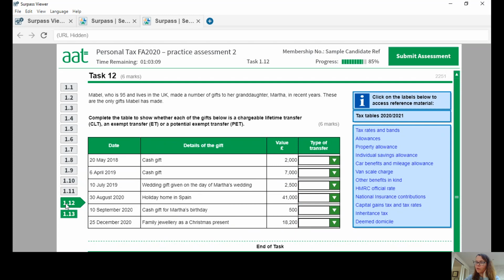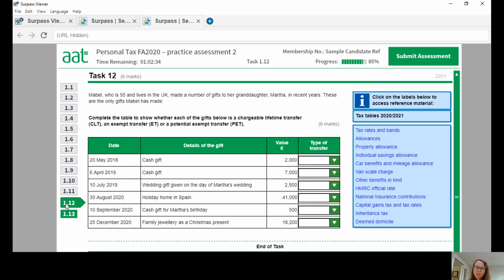So now we are on to the inheritance tax questions. So remember, the first of these is a computer mark question, which I don't generally think is too bad, but I'm not doing the actual exam, so there we go. Right, Mabel, 95, lives in the UK, made a number of gifts to her granddaughter in recent years. These are the only gifts Mabel has made. That is important because of the annual exempt amount. Complete the table to show whether each of these is a chargeable lifetime transfer.